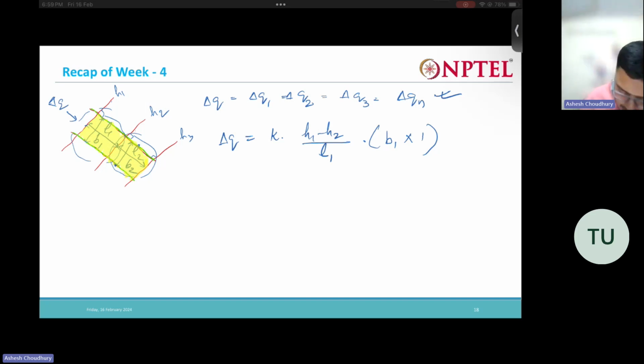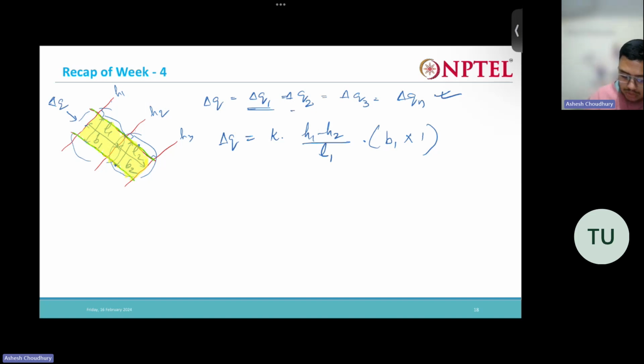So in one box, we are saying this is Q1. In that box the flow is Q2. So all these Qs are actually equal. So this is one relation. So any Q is equal to K times delta H by delta L times the area. Everything is the same. All Qs are the same, equal to K times the head loss.